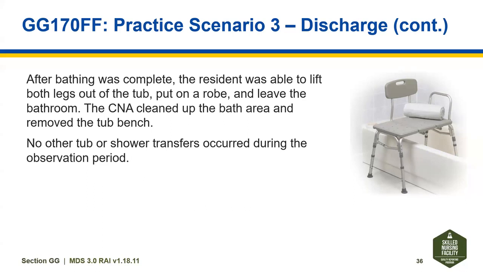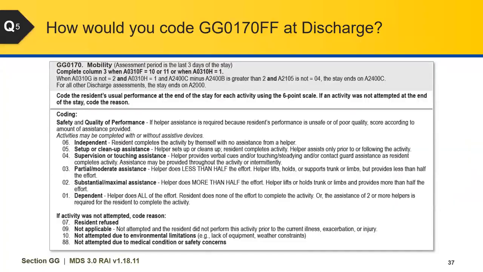After bathing was complete, the resident was able to lift both legs out of the tub, put on a robe, and leave the bathroom. The CNA cleaned up the bath area and removed the tub bench. No other tub or shower transfers occurred during the observation period. So how would you code GG01301 at discharge? I'll give you some time.